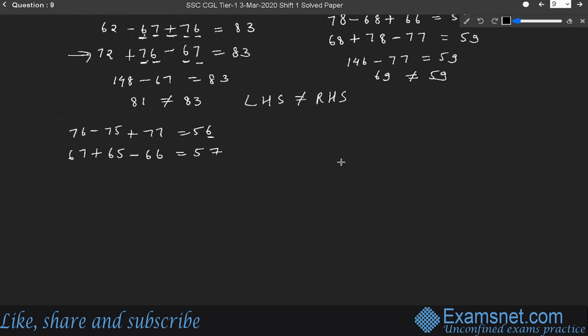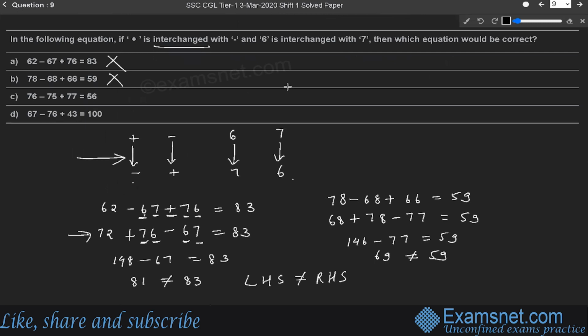Now we have to simplify further. 67 plus 65. It is 132 minus 66 should be equal to 57. Okay. 132 minus 66 is 66 and 66 is not equal to 57. So for the third option, LHS is not equal to RHS. So third option is also not correct. All right. Now moving on to the last option.